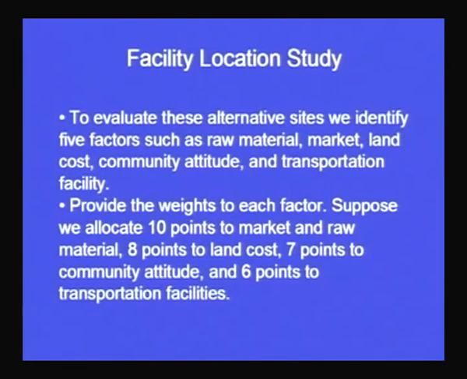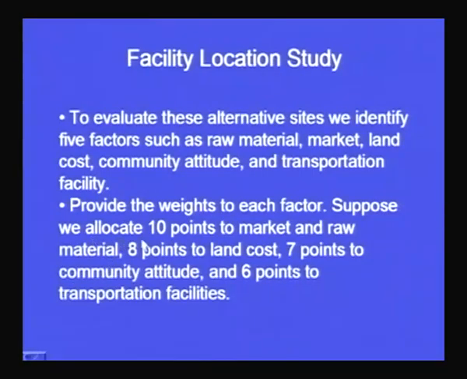Now, provide the weights to each factor. Now, 5 factors are there. Some factors may be more significant to our decision as compared to the other factors. The factors which are more significant, we are going to give them more weight, but the factors which are less significant, to those we are going to give lesser weights. So, provide weights to each factor.